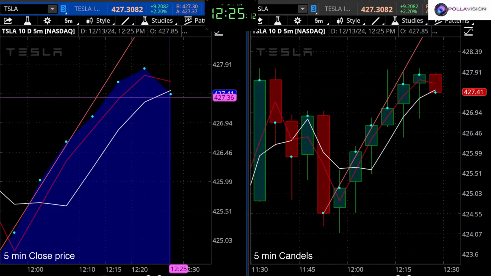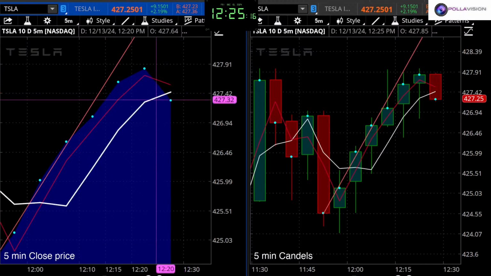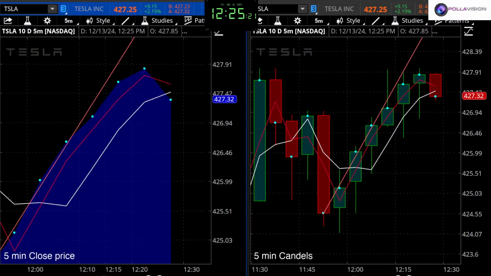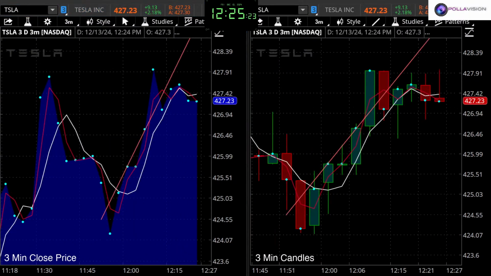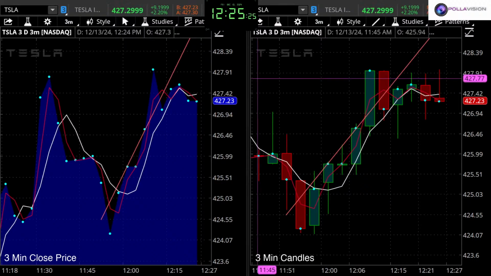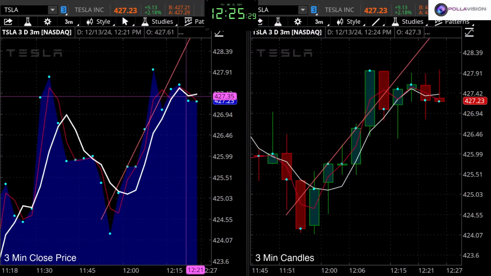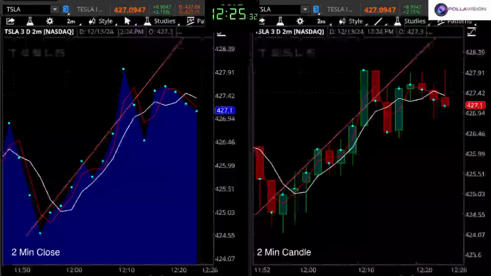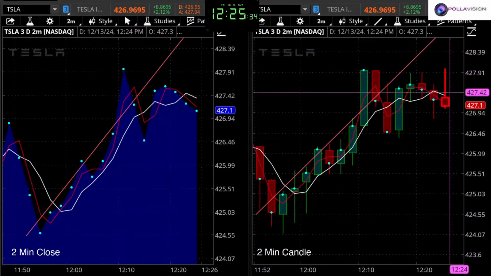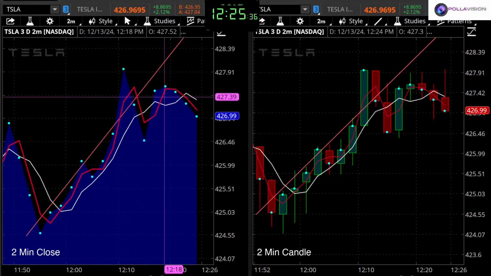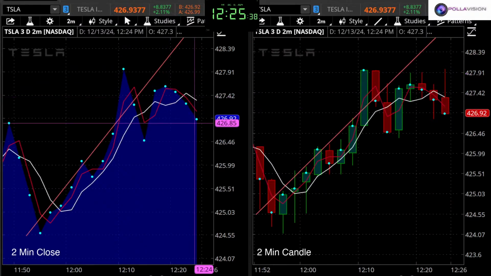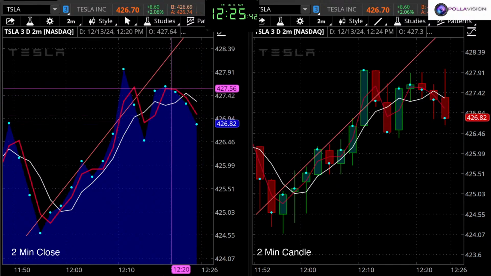It's dropped. Is it going to take out the 4? Or is this just a correction? Let's look at the 3. The 3, we can see this little dance around the 4. And the 2 minute, we have follow through on the 2. Boom, boom, boom, boom. Got to figure out where the follow through is. It's on the 2 minute. Right here to right here.